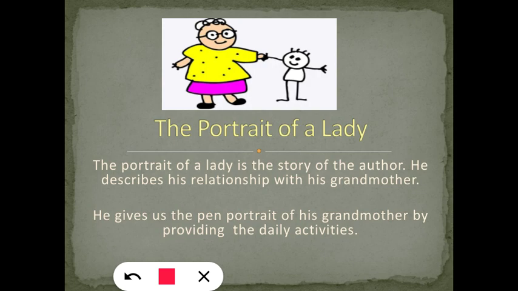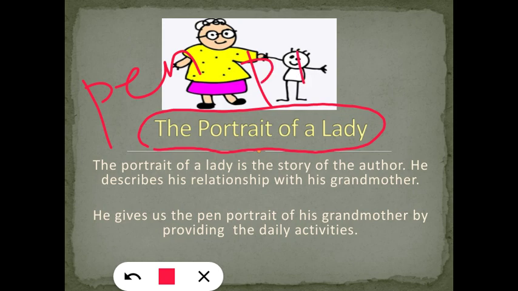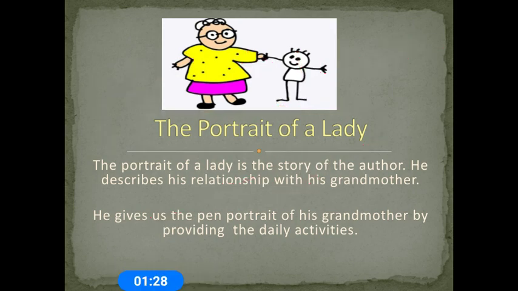The Portrait of a Lady, as you can see, we need to understand the title, right? So, portrait is nothing but a picture, isn't it? So, in this particular story, the author is trying to give us the pen picture, remember. Okay, the pen picture. That means he is trying to describe his grandmother with what? With the help of words, right?